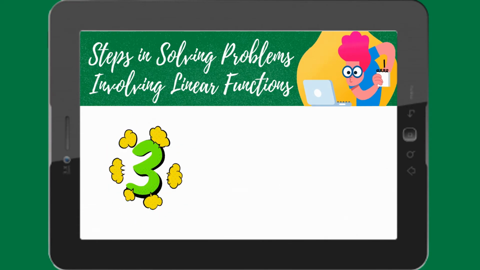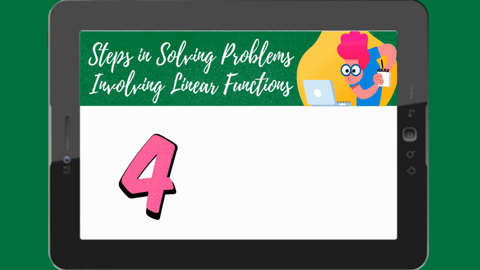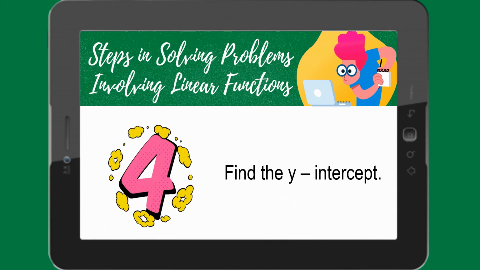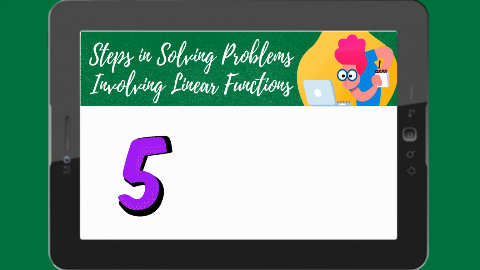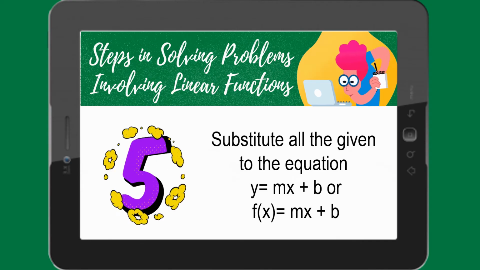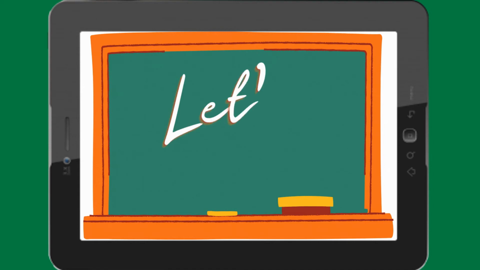The second step is find the x variable or input. The third step is you have to find the slope. The fourth step is you have to find the y-intercept. And the last step is you have to substitute all the given to the equation y is equal to mx plus b or f of x is equal to mx plus b. Let's solve!